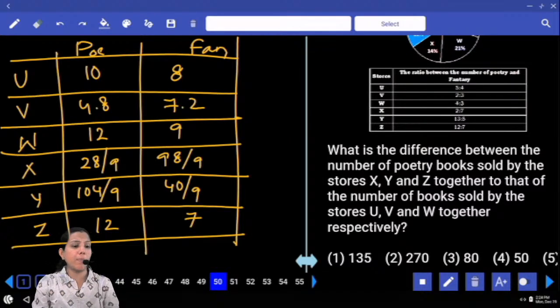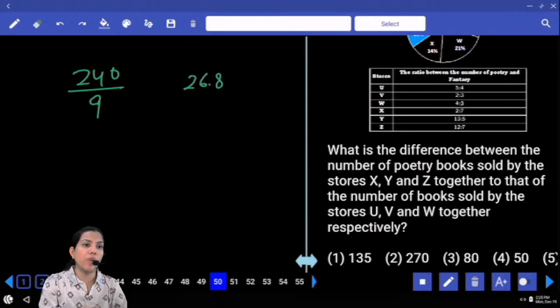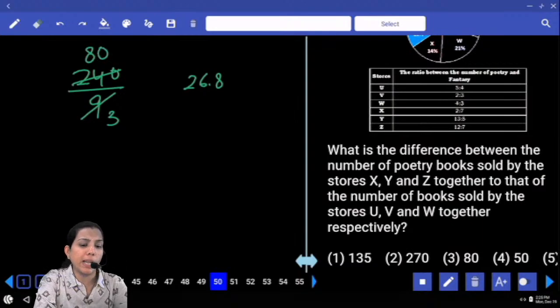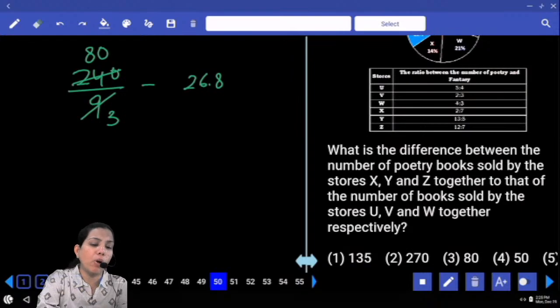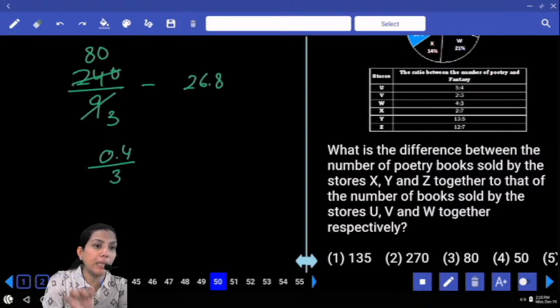Same as it is UVW poetry books. 22 plus 4.8 means 26.8. Difference between these two values, and that should be in the percentage form again. What is 240 by 9? I can write it as 3 times, 80 by 3. What is 26.8 into 3? 26 3s are 78 plus 2.4, 80.4. 80.4 and 80 by 3, the difference is equal to 0.4 by 3 percentage.